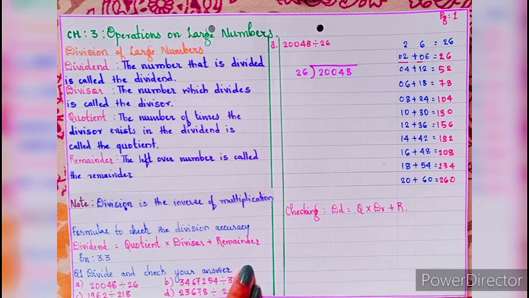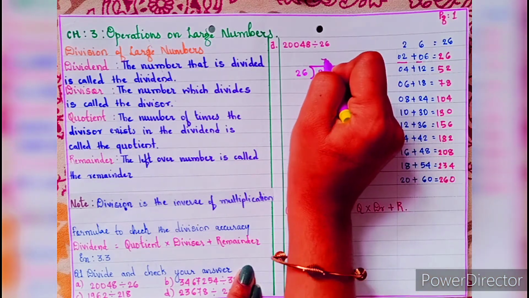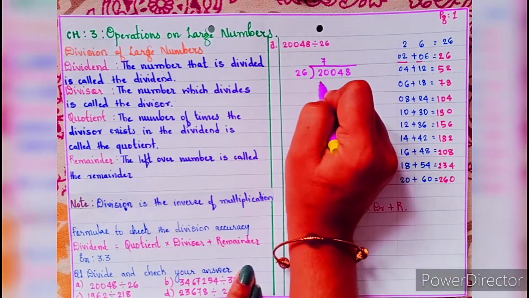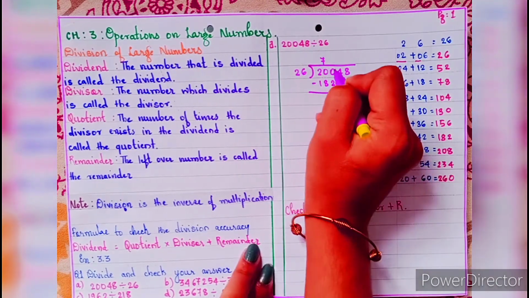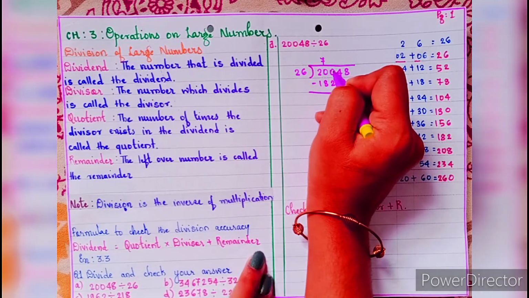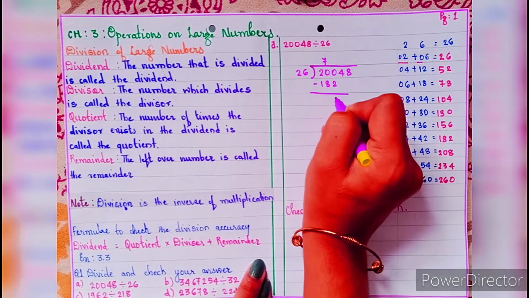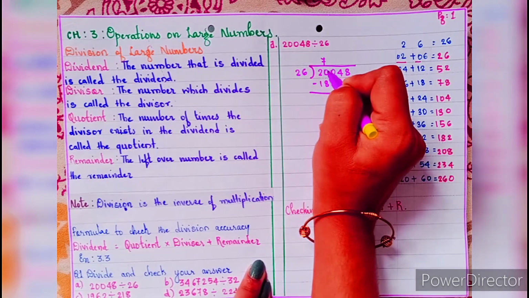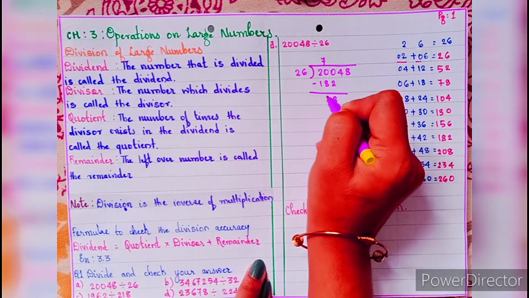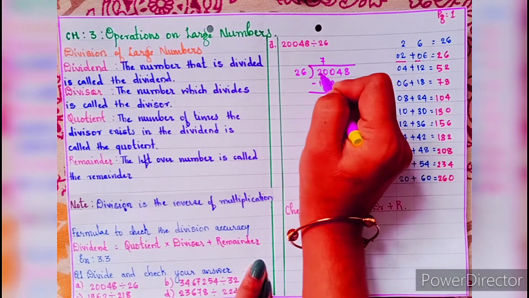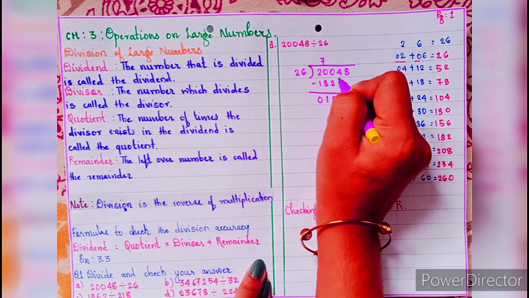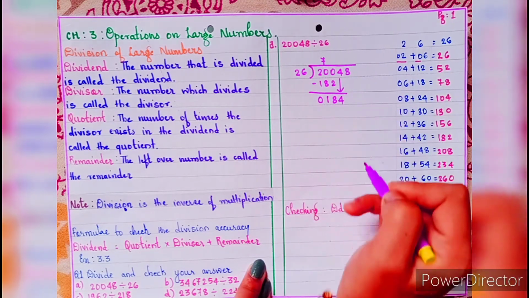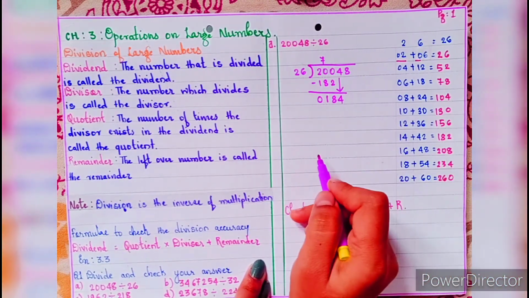So 26 7s are 182. Further I have to subtract this. Here it will be from 0 2 doesn't go, make it 10, from 10 2 goes out 8, and here it will become 9, from 9 8 goes out, remains 1. Again I had taken power from here, so it will become 1, from 1 1 goes out, 0. Now I will take the next digit number, that is 4. And now it has become 184.